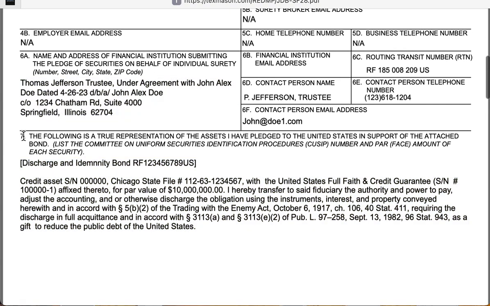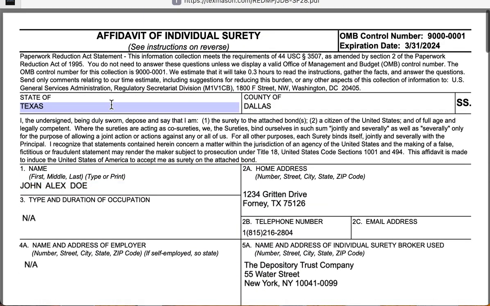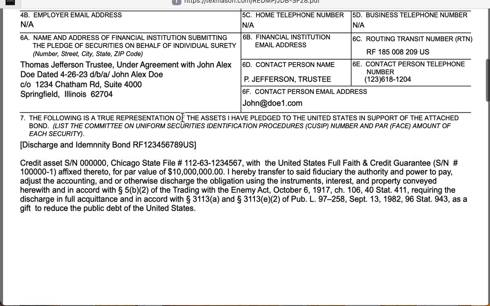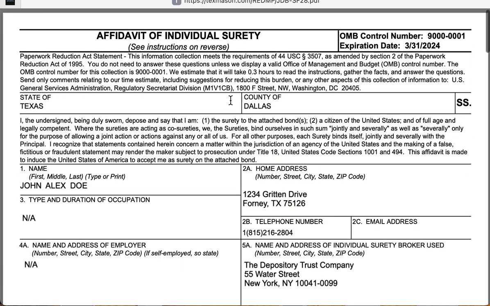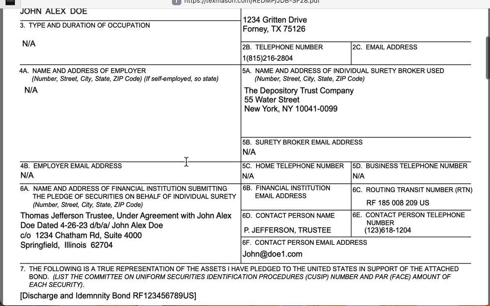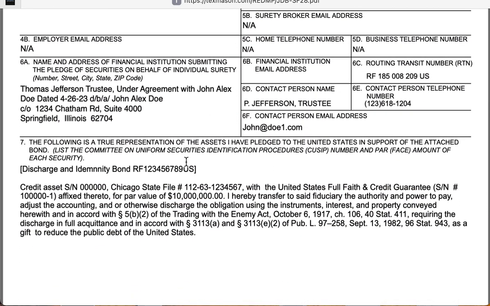Now let's look at section 7 on the affidavit of individual surety. Section 7 says, the following is a true representation of the assets I have pledged to the United States in support of the attached bond. So the only thing I'm using this form for, this standard form 28, which is an affidavit in individual surety, I'm using this form to attach and present the assets that I am pledging in support of this bond issue, because securities are backed up by assets.